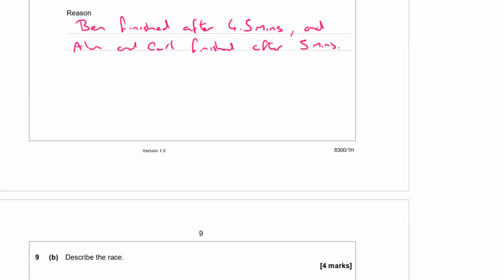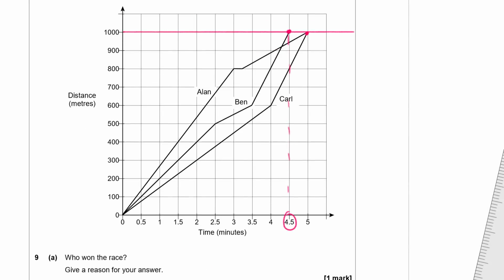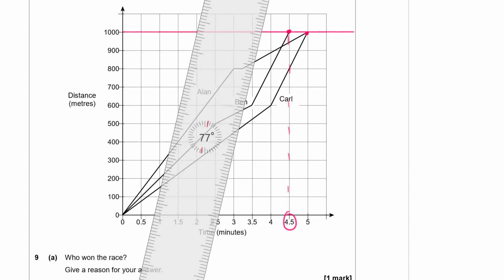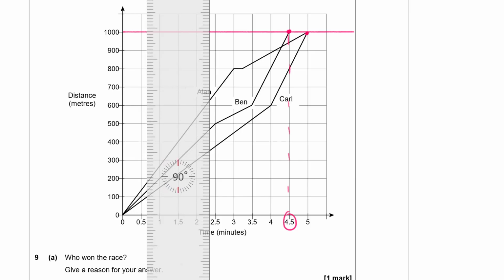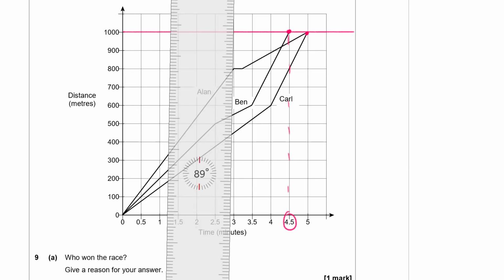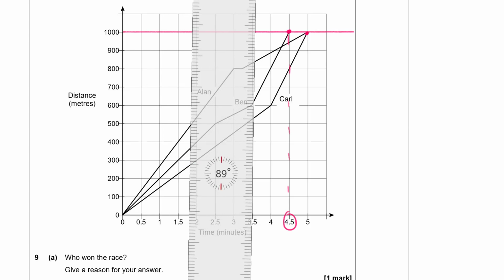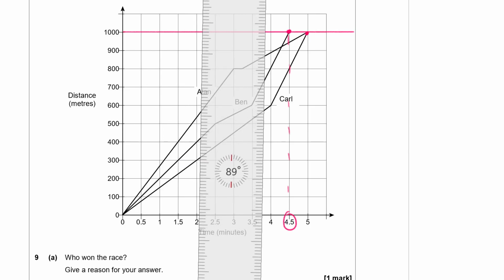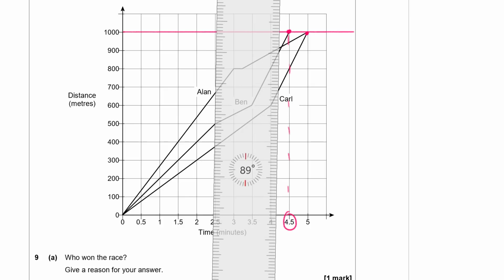Okay, now the next part of the question asks us to describe the race, and it's worth 4 marks, so we need to come up with at least 4 statements about the graph. So we can read this graph from left to right, so you can see that as we start off, Alan starts off the fastest, so Alan is in the lead, then Ben is second and Carl is third for the first part of the race.